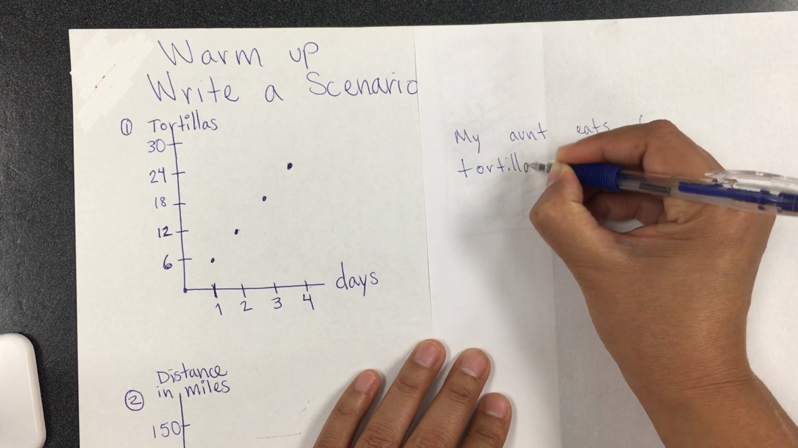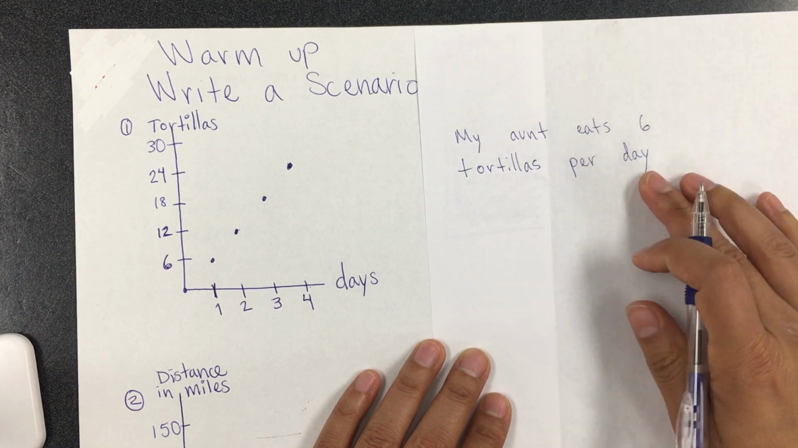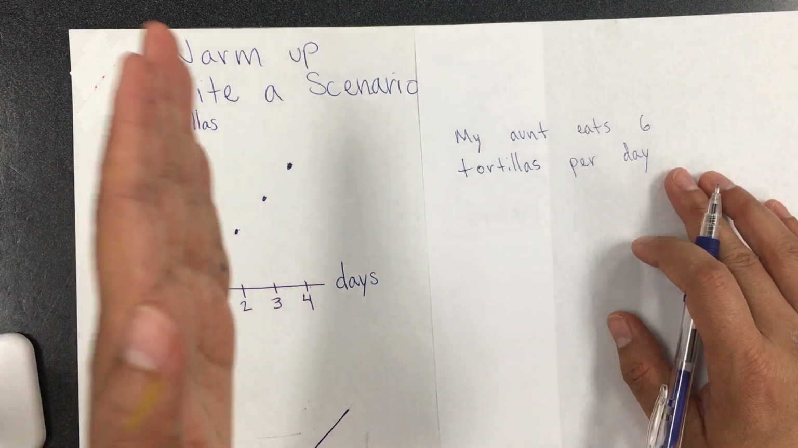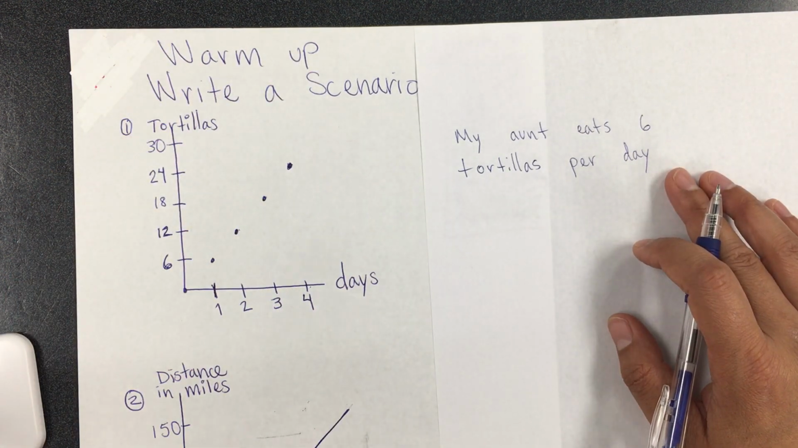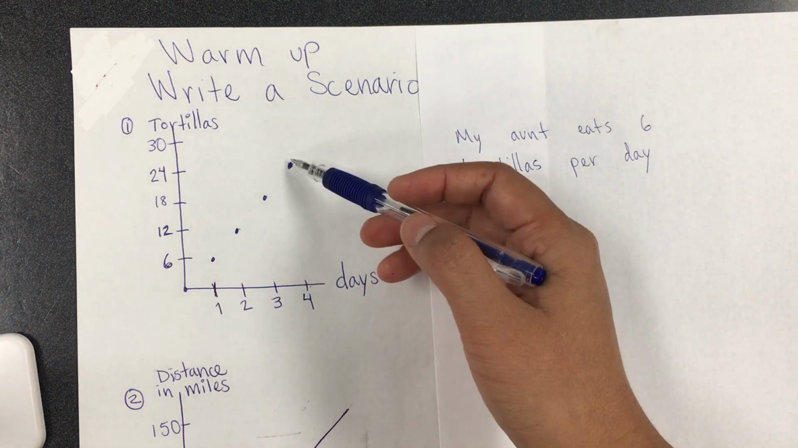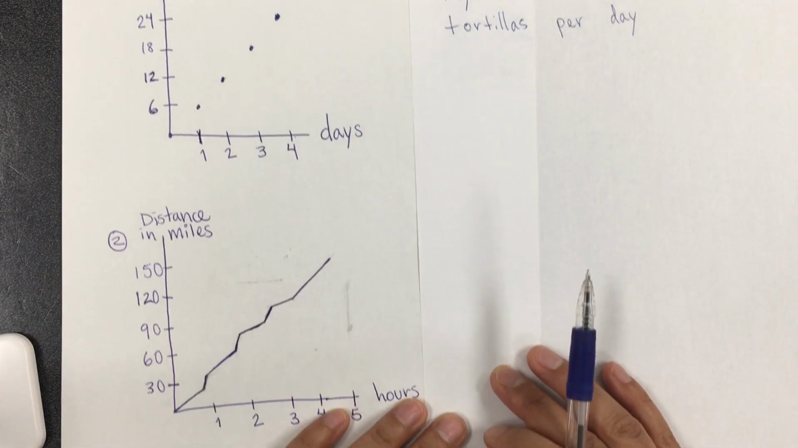tortillas per day. It's not per meal, it's not for lunch, we don't know. It's just that every day it looks like there are 6 more tortillas, okay? And so by the end of the 4th day, we can see that she has eaten already 24 tortillas.